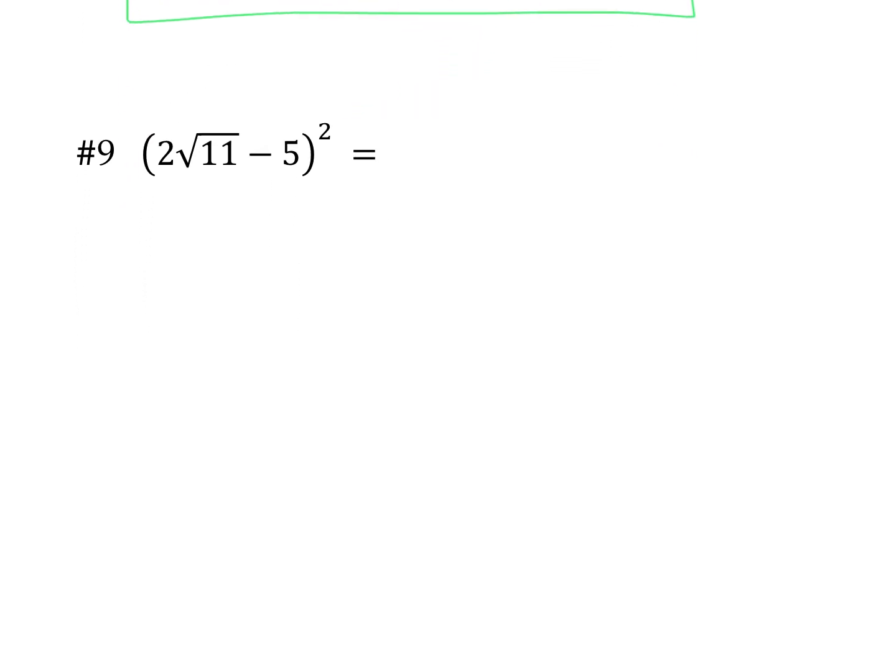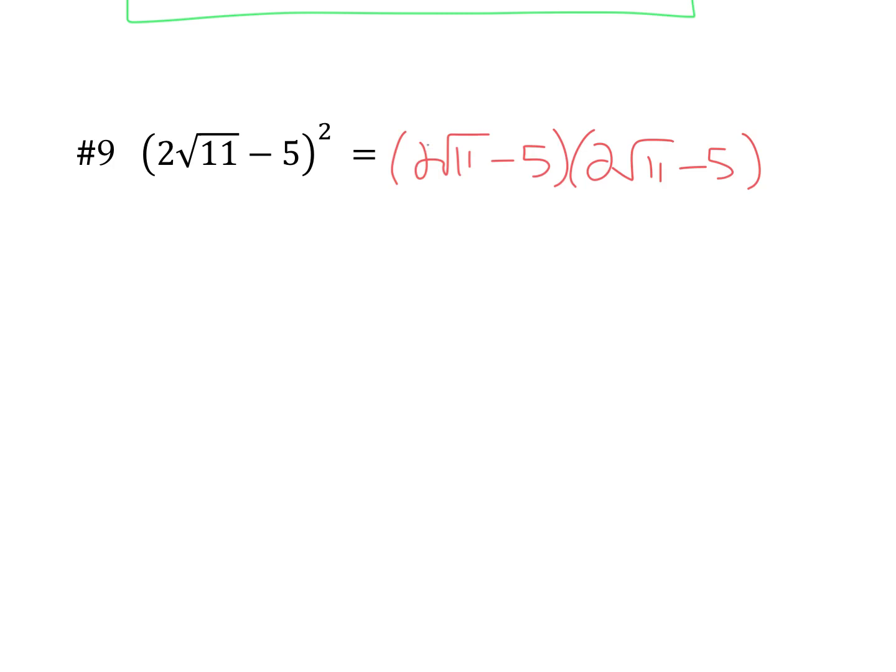We have something squared. One thing you want to be careful of, we are not just distributing the squared into the parentheses. It's not 2 times what's in the parentheses. This means we're multiplying this by itself. Okay, keep that in mind, right? This would be the same as 2 root 11 minus 5 times 2 root 11 minus 5.